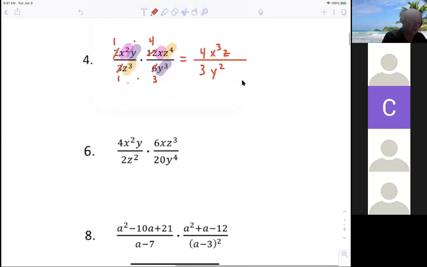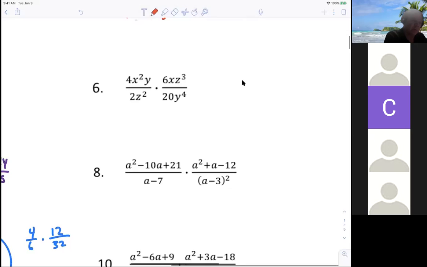They're just trying to make sure you got the idea. Okay, so here we go. 4 goes into 4 once. 4 goes into 20 5 times. 2 goes into 2 once. 2 goes into 6 3 times. 1 times 3 is 3. 1 times 5 is 5. How is that, guys? Everybody okay?